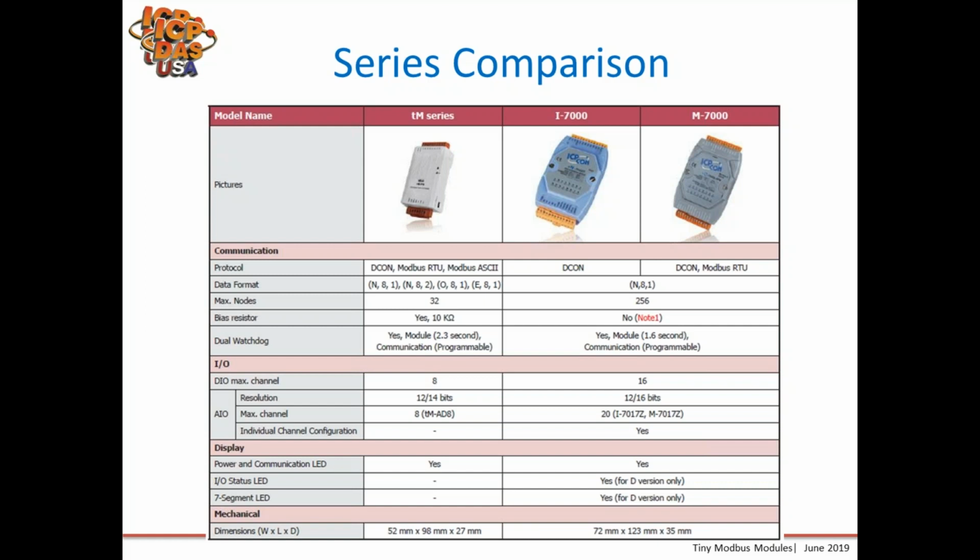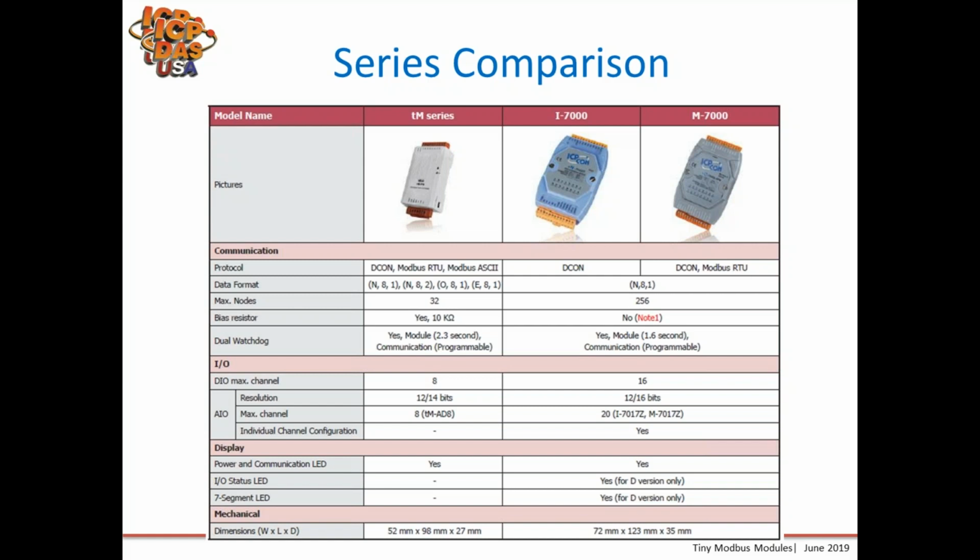This is for the M7000, i7000. The 256 is due to addressing. For the TM series, the maximum node is based on the biasing circuit of the TM series, but you can use repeaters and add more nodes if necessary. That's just the recommended count.